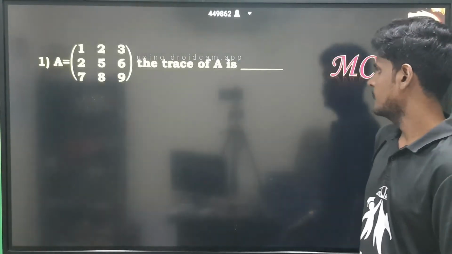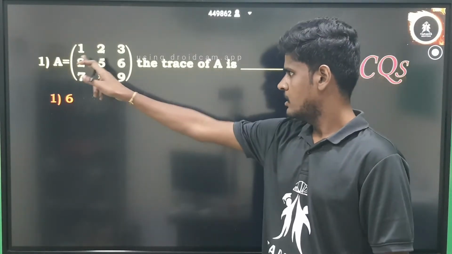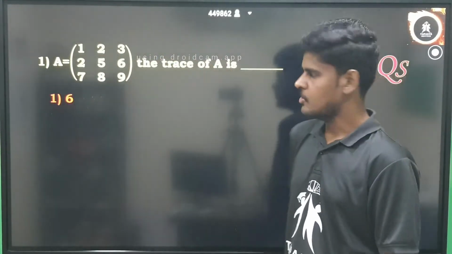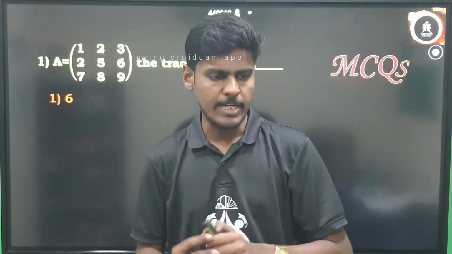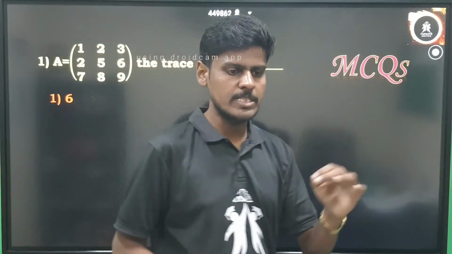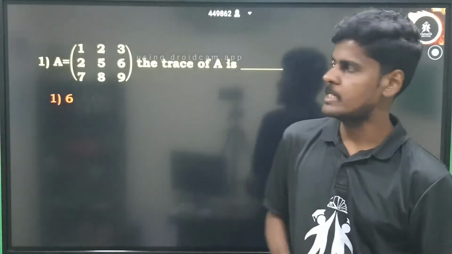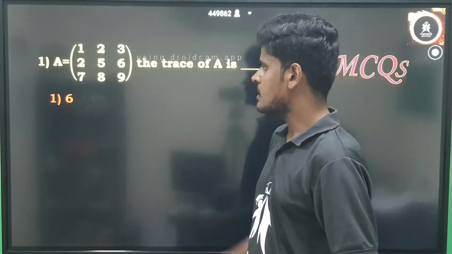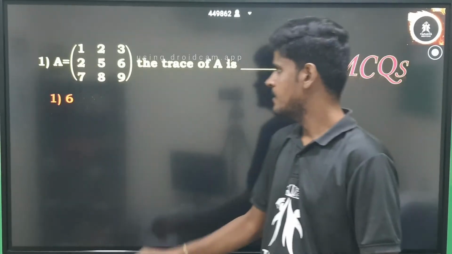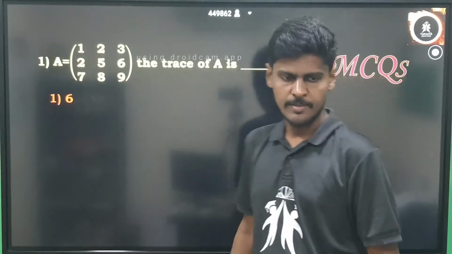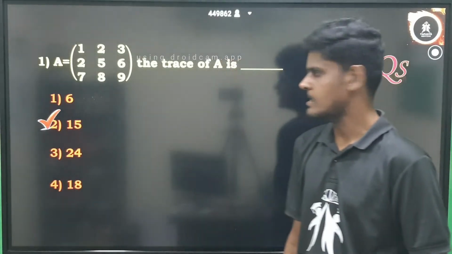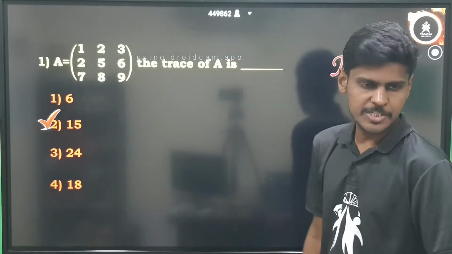Okay, next. A matrix is given. What is the trace of this matrix? Easy question. Remember what the trace of a matrix is? We just need to add all the diagonal elements. The sum of diagonal elements of a matrix is called the trace. What is the sum of diagonal elements? 1 plus 5 plus 9, that is 14, 15. The answer should be 15. So option 2 is the correct answer. Yes, very easy question.